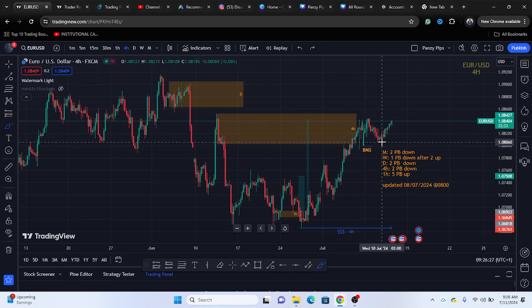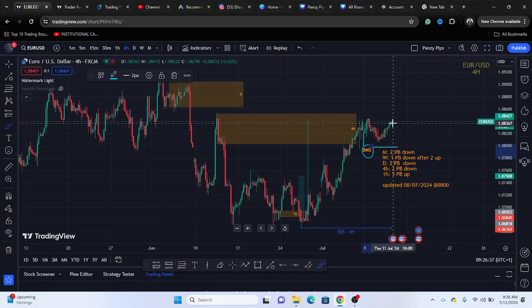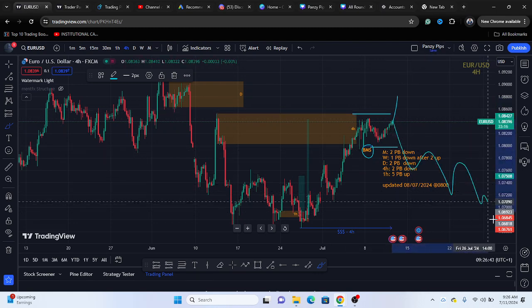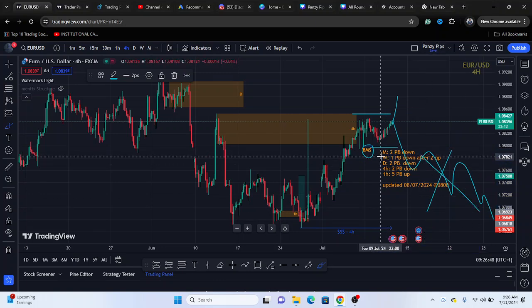So what we want to see now to give us confirmation that this market is ready to go bearish: we want to see the market break below this level. So I've marked the BMS. We want to see a break of this market structure to look to go bearish. Now, if this one goes up and breaks above the zone, then we know that our bearish perspective is invalidated. So we will now be looking for chances to go bullish.